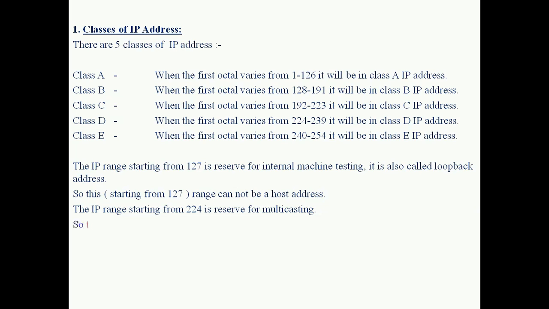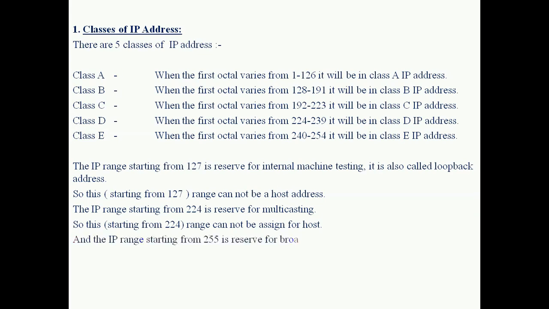The IP range starting from 224 is reserved for multicasting, so even this range cannot be used as a host address. And the IP range starting from 255 is reserved for broadcasting, so even this range cannot be used for the host address. So now we understand what the classes of IP address are.